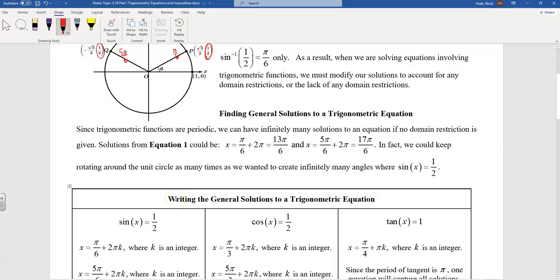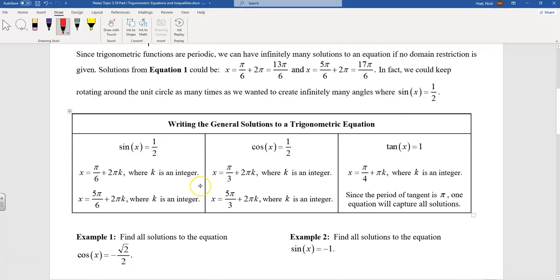So this is a little bit like we saw with our vertical asymptotes for tangent. If I must write a general solution to a trig equation, then I want to find the answers from the unit circle. So you can see here, pi over 6 and 5 pi over 6 are my answers from the unit circle. But I can also have any answer where I add 2 pi to that, right?